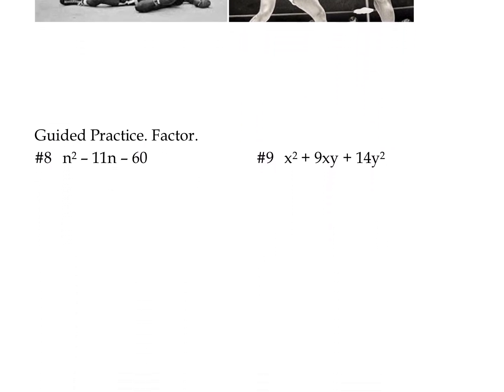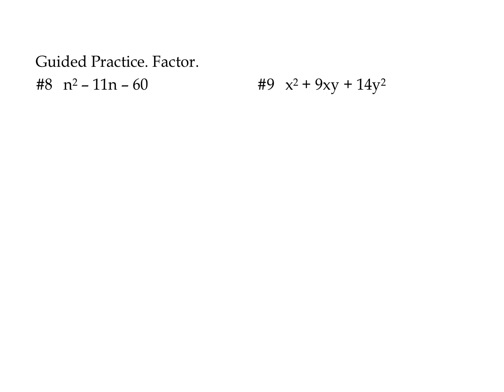All right, let's get back to some factoring. Number 8, n squared minus 11n minus 60. So again, I want to find out the factors of negative 60 that add up to negative 11. I know I'm going to have one positive and one negative factor because I want to multiply to get negative 60.